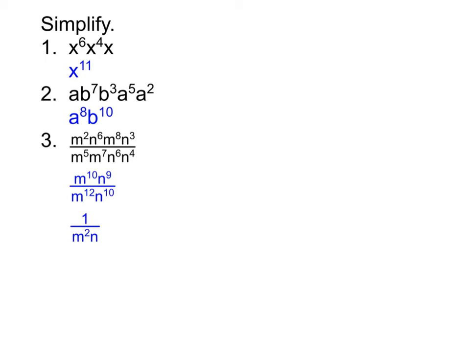As a general rule, when you look at these types of problems, if there are more m's on the top, then you will end up with m on the top. If you have more m's on the bottom, then your m will end up on the bottom. Same for, of course, all the variables. That's a nice general rule and a way to check yourself to make sure you're putting this stuff in the right spot.